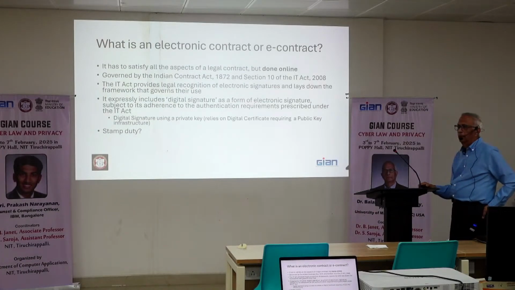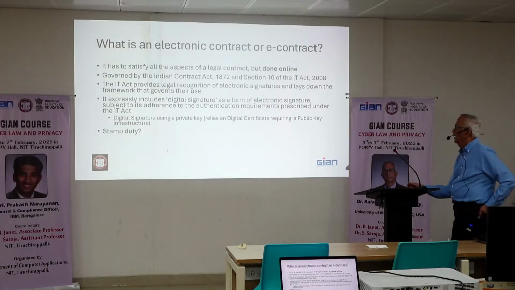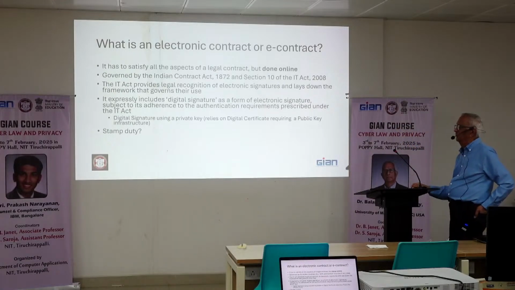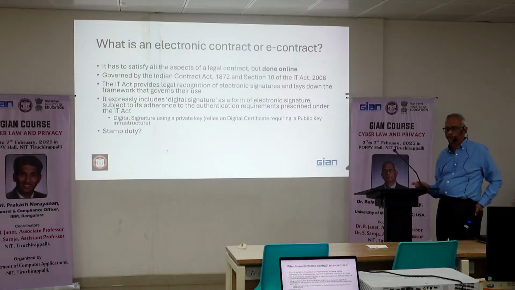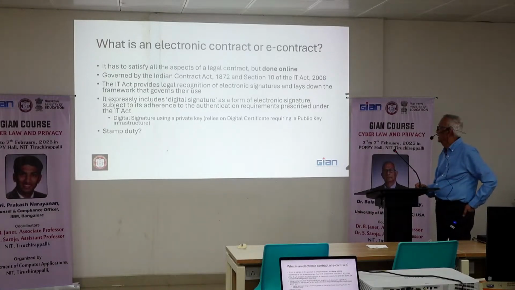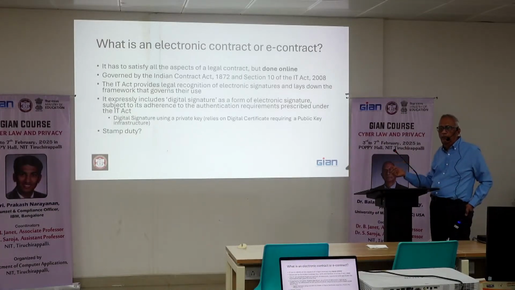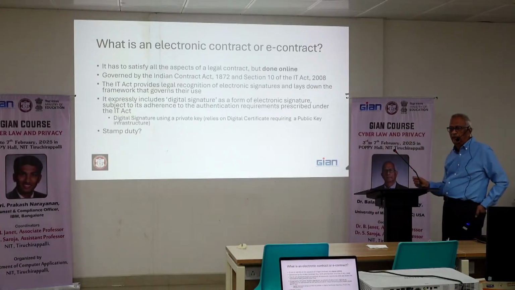Okay, now if you know what a contract is, what is an e-contract? The e-contract has to satisfy all the aspects of a legal contract, but done online. It is governed by the Indian Contract Act 1872 and Section 10 of the IT Act 2008. In other words, the e-contract became a legal contract since 2008 after the IT Act.